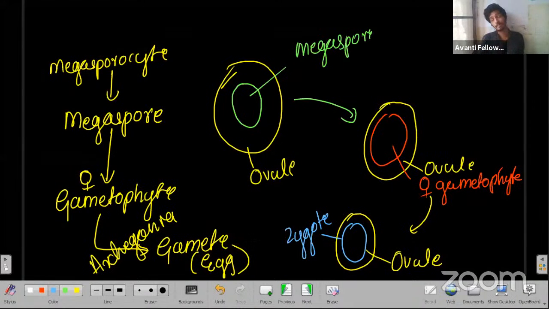But in the male, what happens? The pollen grains will transfer from the cones to the female site. In that process, or during the process, the conversion or changes will happen.